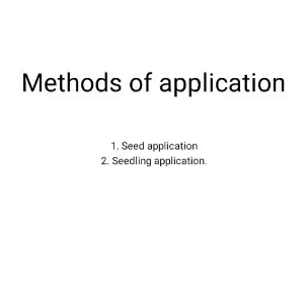Seedling application. First, prepare a solution of slurry plus jaggery. Dip the seedling's roots in the solution for about half an hour. Remove the seedlings from the solution and plant them.